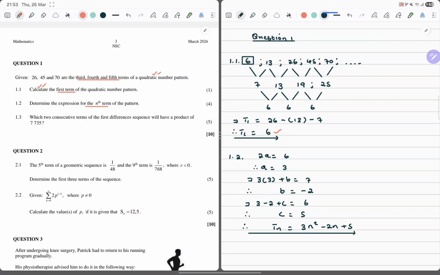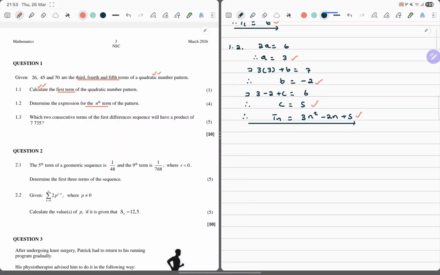Great. Now we just check if this represents our sequence. Let's look at the fifth term. So we've got 3 into 5 squared minus 2 into 5 plus 5. We get 70. Let's look at the third term. Just so we are sure this is good. We get 26. So this means we've got it. So we normally get a mark for these and then for putting it together. Nice and easy. So we've got 1.3.